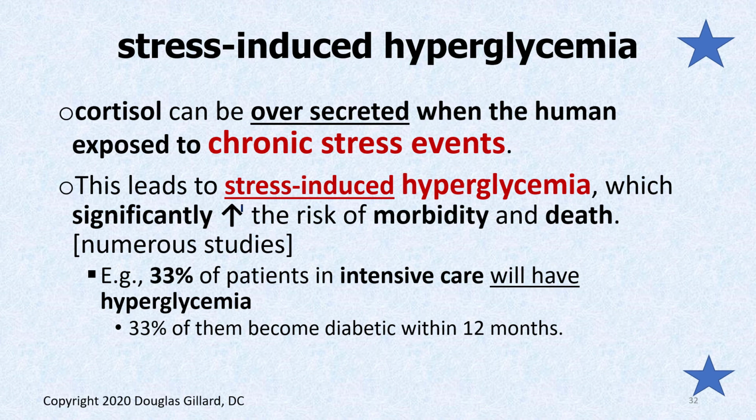There's a study, for example, where people in the intensive care unit for prolonged periods of time, about 33% of them, actually have hyperglycemia because of chronic stress-induced cortisol production. And if they're in there for a long time or they're debilitated for a long time, 33% of them go on to becoming full-blown diabetics within 12 months. These are critically ill patients.